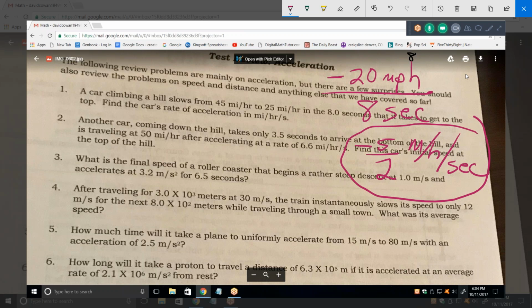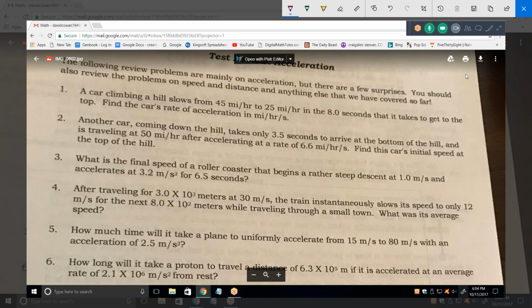Cool. So basically that's what we're going to do on all of these: find the rate of change of the speed. If every question is on acceleration, then we want to know what the change in speed is.